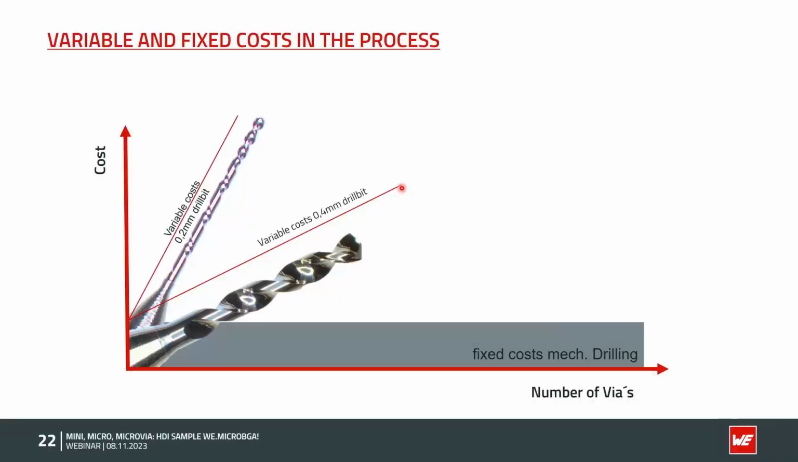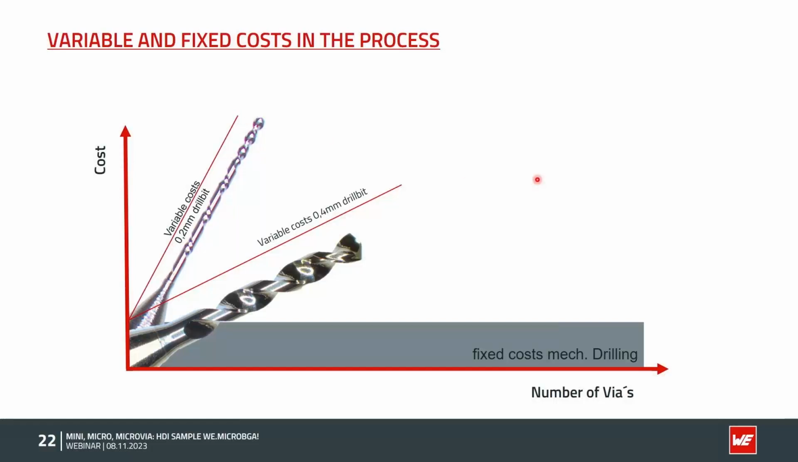If we use smaller drill bits, an extreme example, 0.2 millimeters, you see the tool has a different shape. It is very thin and it is also shorter. So this will add more costs, and such a drill bit can only be used, for example, for 1,000 hits. So the tool is more expensive, the lifetime is less, so the variable cost per via will be higher.